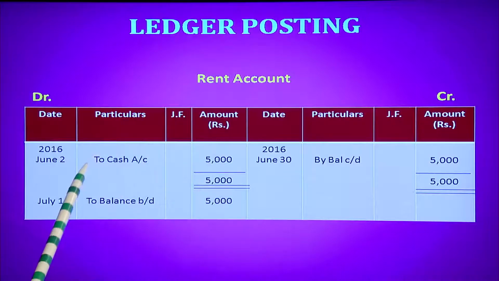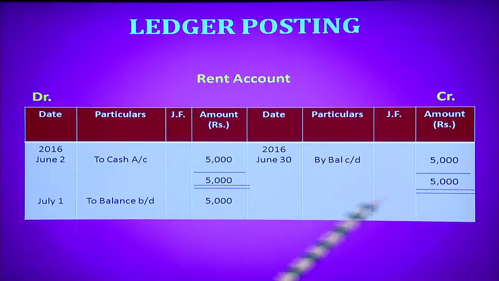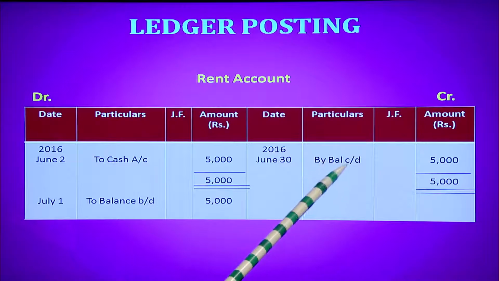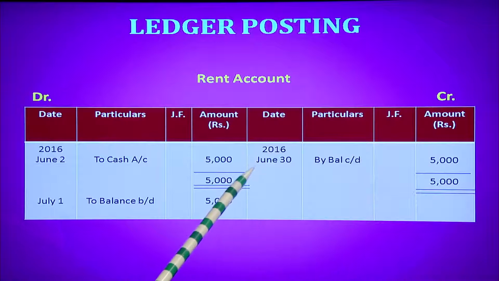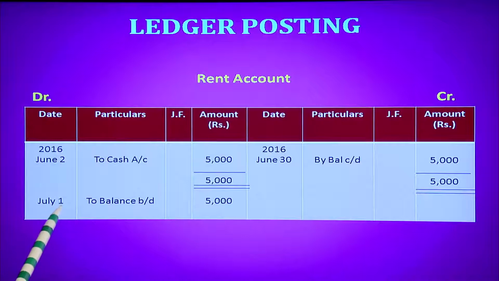Rent account had a debit balance of 5,000. So, 5,000 we write on both the debit and the credit side, and we put double lines on this, and then on the credit side it becomes by balance carried down 5,000 rupees. This is again balanced on June 30th and the same gets transferred on July 1st to balance brought down, that is from the previous month we are transferring the balance to the next month as 5,000 rupees.